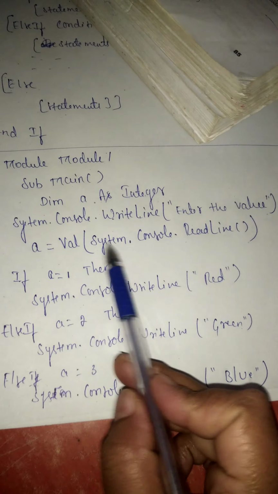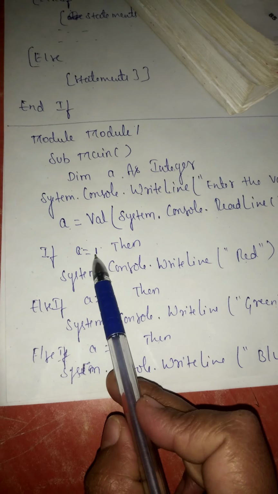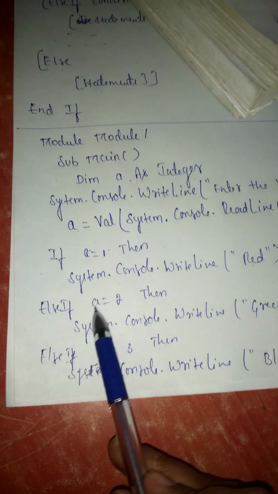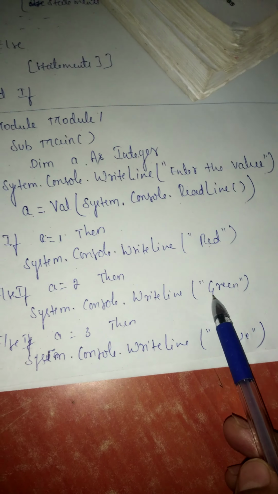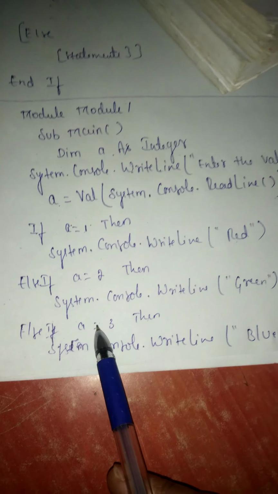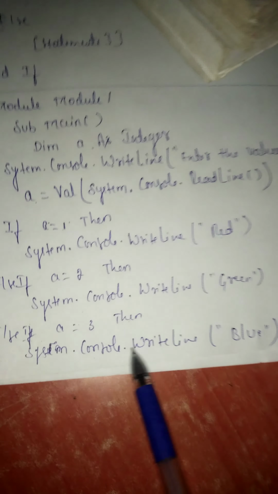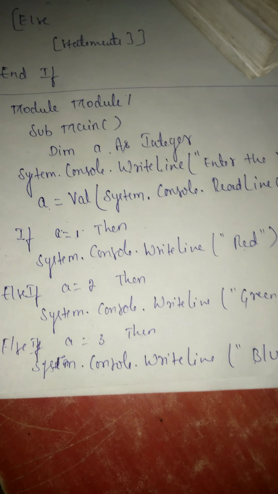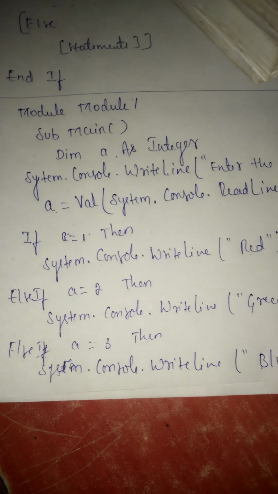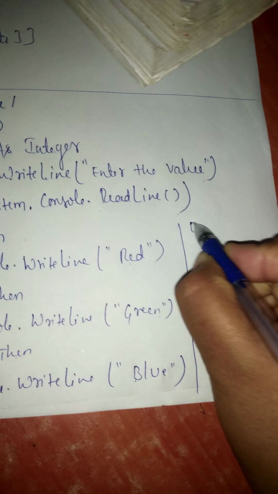Whatever value we give for a, if it is equal to 1, it will print red. If it is not 1, it will come here and check this condition: a is equal to 2. If it is 2, it will print green, or else it will come here. If it is false, it will check whether it is 3, and then print blue. Here I am going to check only 3 conditions. If you want more conditions, you can write, but here I am going to stop at 3 conditions. If it is not 1, 2 or 3, which part do you write next?